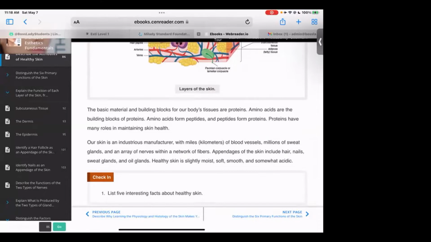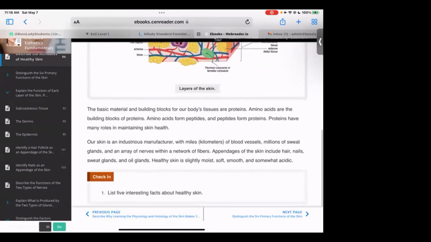So the basic material and building blocks for our body's tissues are proteins. This is more than likely going to be on your state board. I would write that down if you haven't. The basic material and building blocks for our body's tissues are proteins. Amino acids are the building blocks of those proteins, and amino acids form peptides, and peptides form the protein. Proteins have many roles in maintaining skin health.